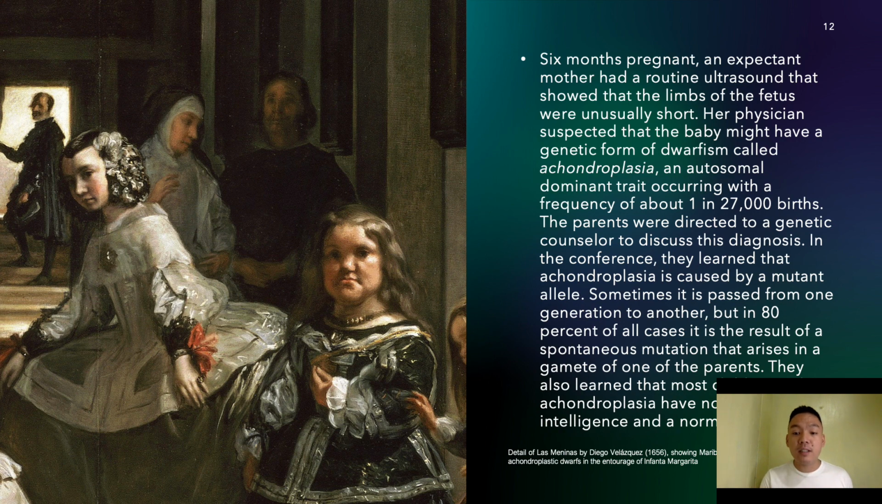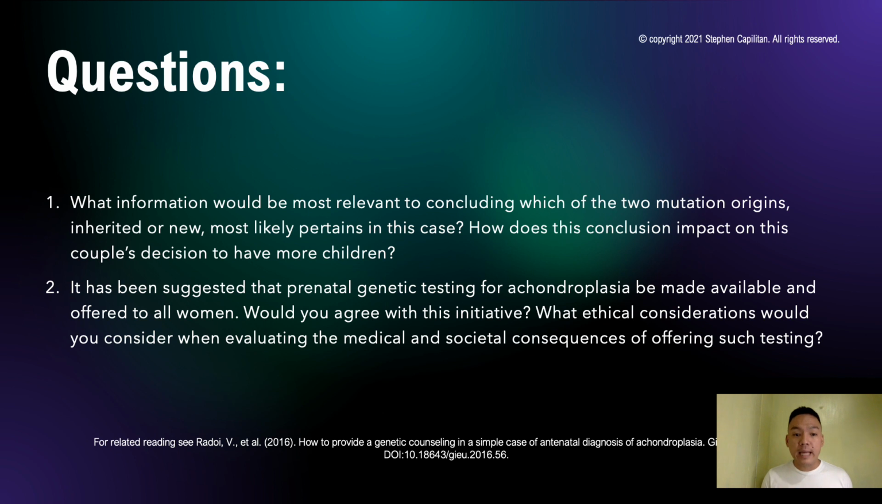So these are the following questions that will be answered by you. The first question is, what information would be most relevant to concluding which of the mutation origins, inherited or new, most likely pertains in this case, and how does this conclusion impact the decision in deciding to have more children?